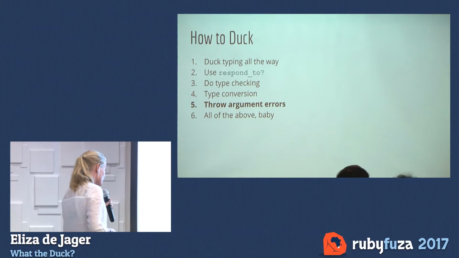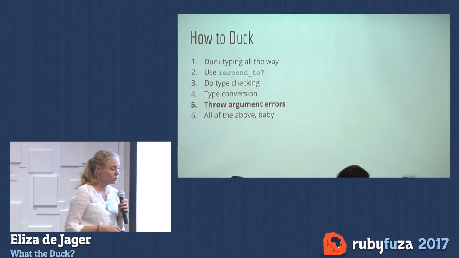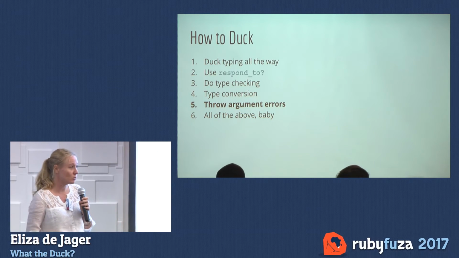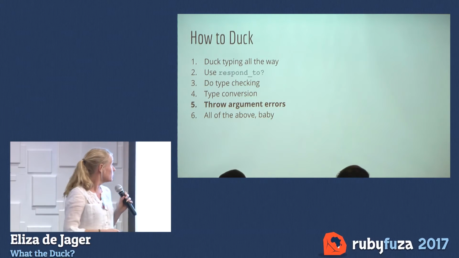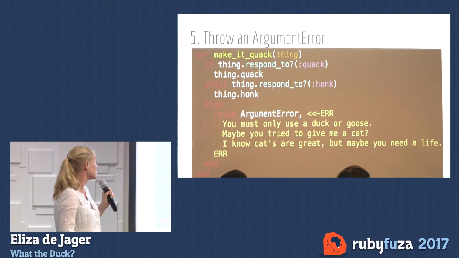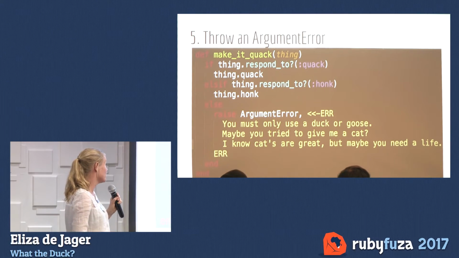Okay, now the last thing I'm going to suggest that we can do to try and prevent these duck typing associated errors is to just throw an ArgumentError of our own. So here's an example where I did this: try to do a couple of things, nothing works, and then we raise an ArgumentError.